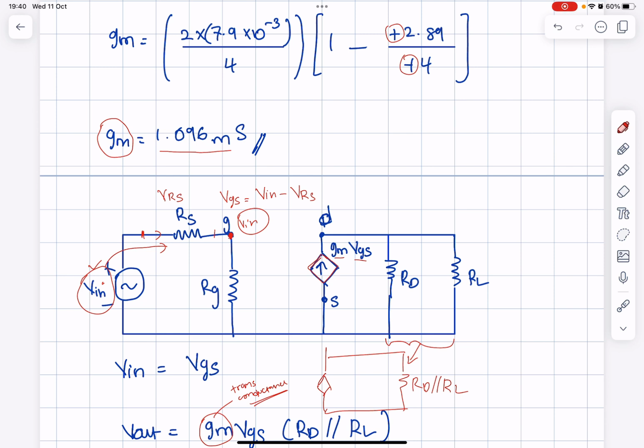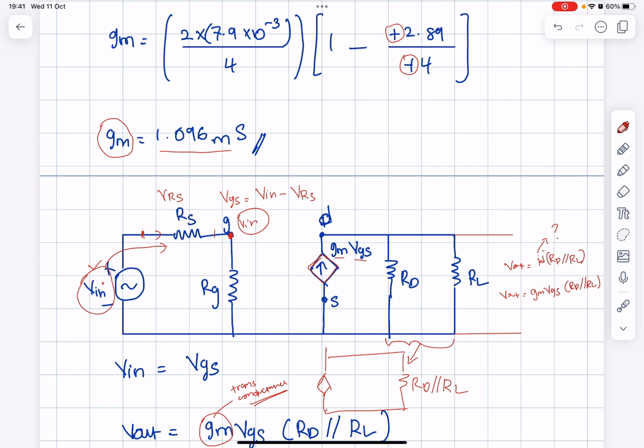So if you look at this diagram, Vout is equal to ID, RD in parallel with RL. So what is inside ID? Vout is equal to GM VGS RD RL.